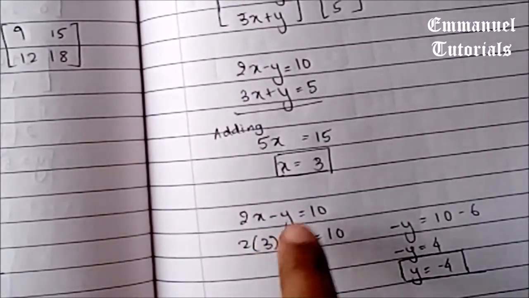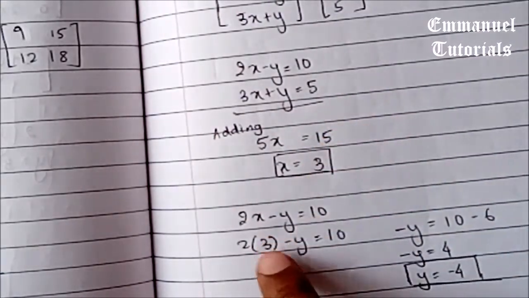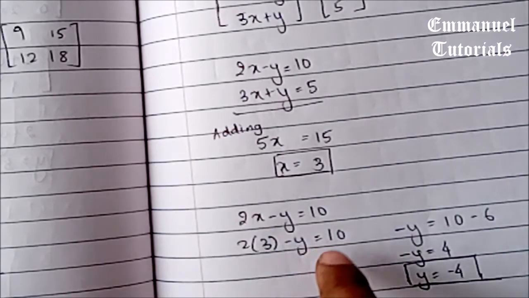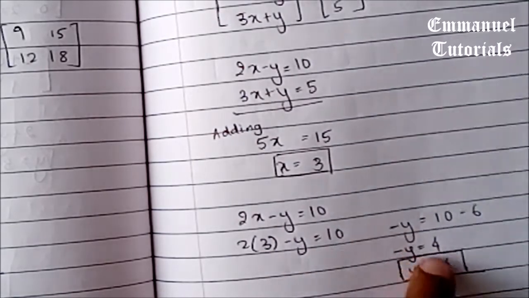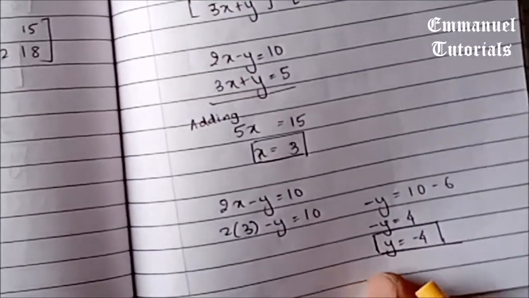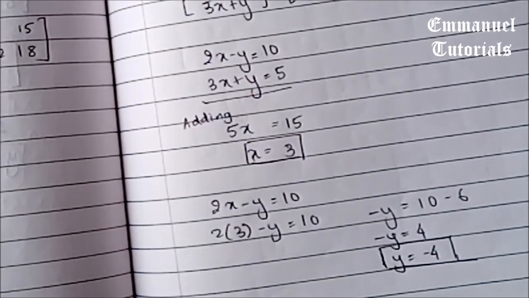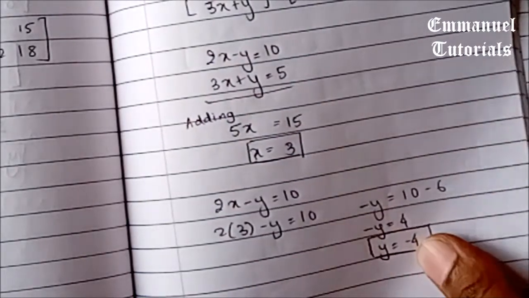Similarly, 2x minus y is equal to 10. So you can just substitute x value there and you will get 2 into 3 minus y is equal to 10. So minus y is equal to 10 minus 2 into 3, which is 6. So minus y is equal to 4 and y is equal to minus 4. So we have got the values of x and y.